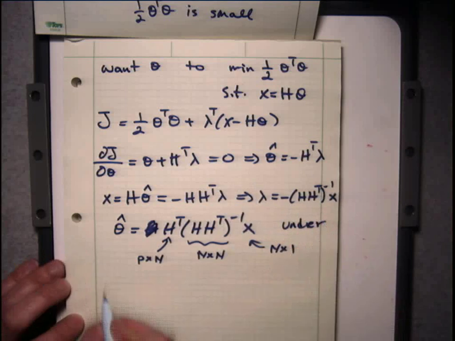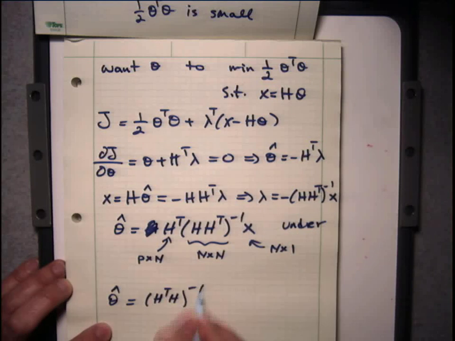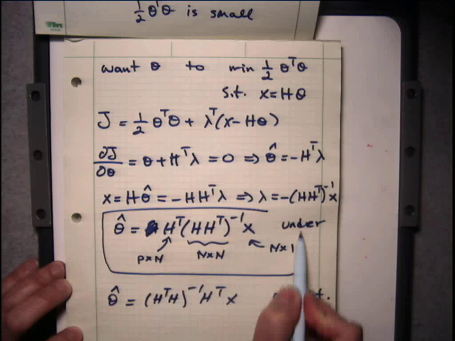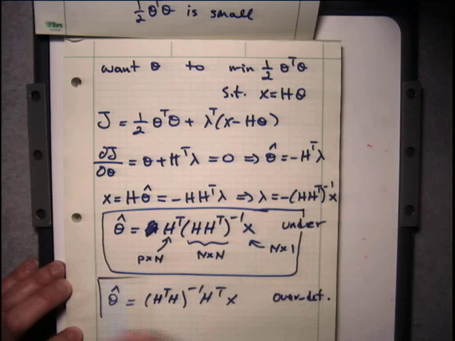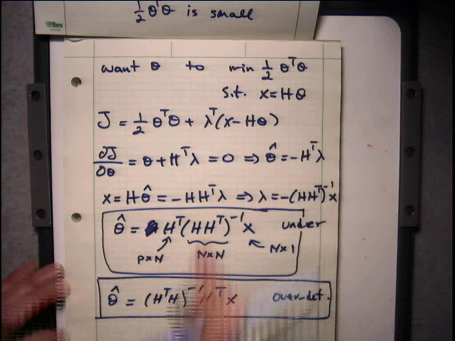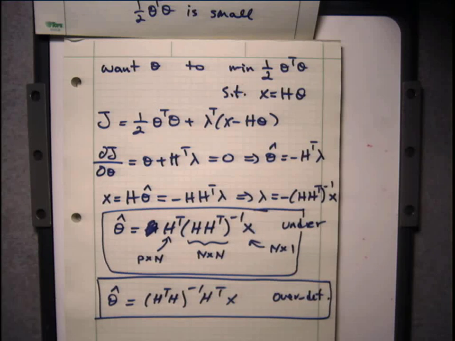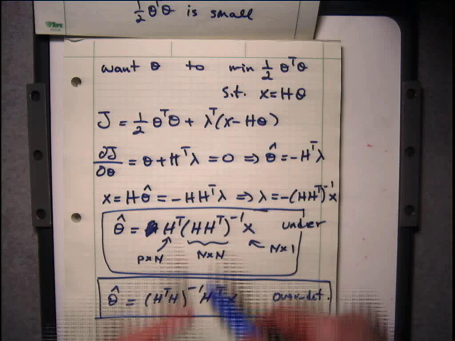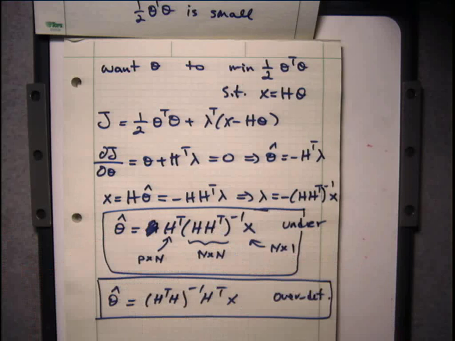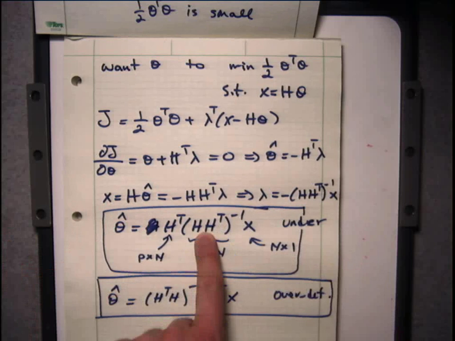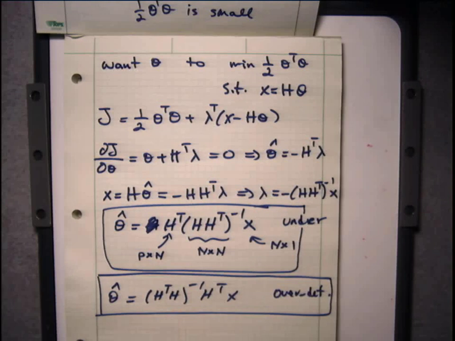This is the underdetermined system. Let's just compare that to the overdetermined system. It's (H transpose H) inverse H transpose X. This is the overdetermined case. So take a look at these two. It's easy to confuse them. That's all I have to say. Just make sure you don't confuse them, because one will simply not make any sense in the other case. In this case, you couldn't do H transpose H because it's not invertible, and in this case you couldn't do H H transpose, it's not invertible.